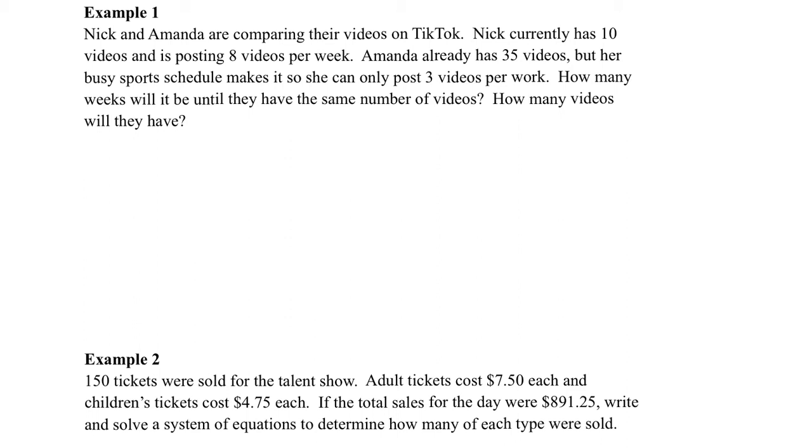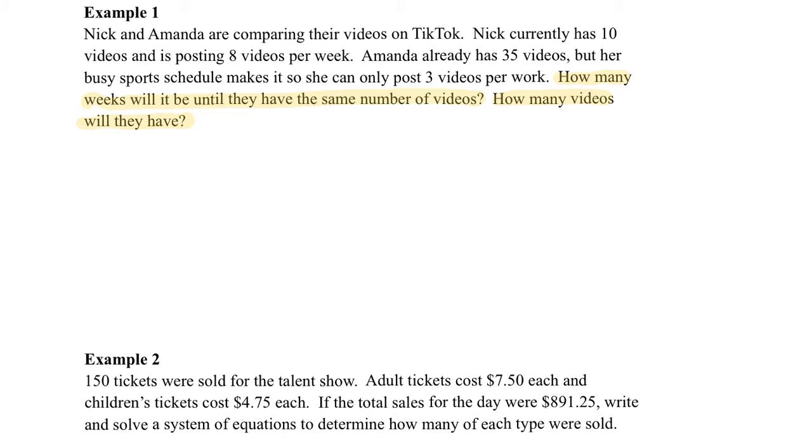All right, so the first thing we want to do is highlight what the question is. So the question is, how many weeks will it be until they have the same number of videos? And then this question also asks, how many videos will they have? That doesn't always happen, but that happens in this case. So I need to define variables for those two things.